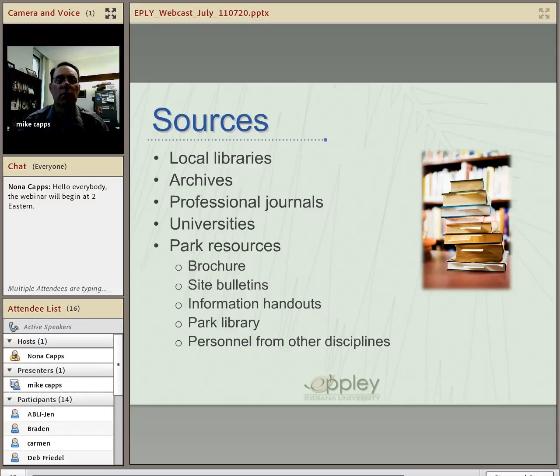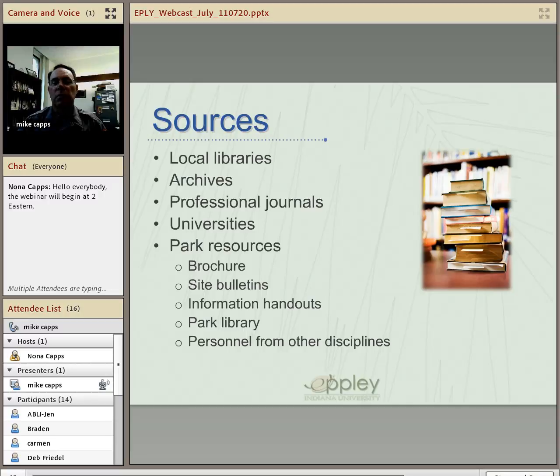There are a number of different sources that you can look at, libraries, archives, a lot of stuff within the park. It may sound pretty elementary, but read the park brochure, especially if you're new to a park. I mean, if you're going to be standing there and you're going to be talking to visitors and handing out a park brochure, it's probably a good idea to be familiar with what's in that brochure. Look at site bulletins, other information handouts that have been prepared by the staff.